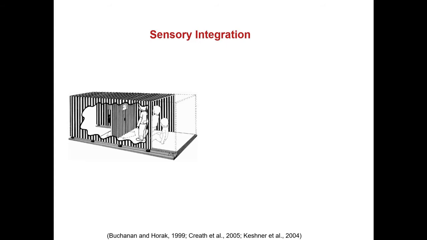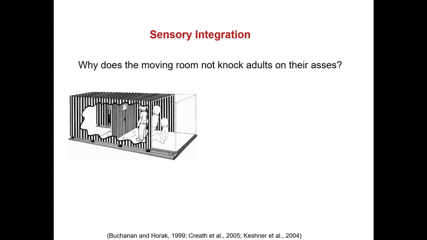The moving room experiments that we encountered earlier in this lecture can provide useful insights into sensory integration processes. Earlier we learnt that the moving room can cause young children and older adults to completely lose their balance. But the effect was far smaller for healthy young adults. So in comparison to children, why does the moving room not knock young healthy adults off their feet?